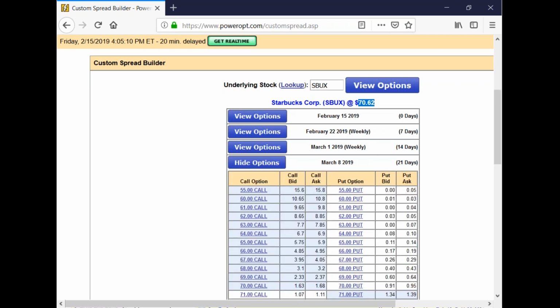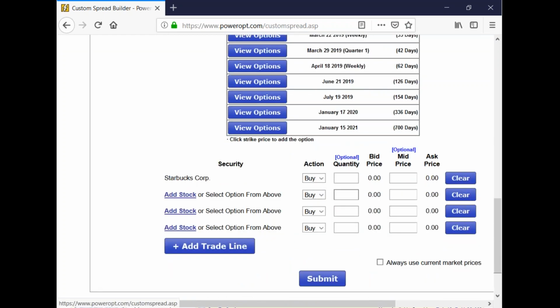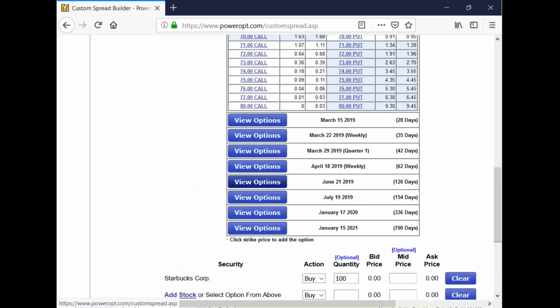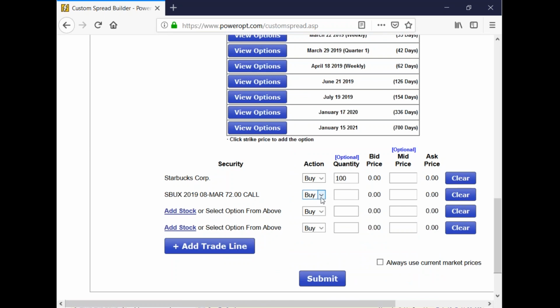And I'm probably going to look to sell a just at the money, maybe 71 or maybe a 72 strike. I'm going to take a look at the 72 strike first. All right, so let's go ahead and build that. We're going to buy 100 shares of stock at the current price. And I'm going to sell a 72 call for only 64 cents.